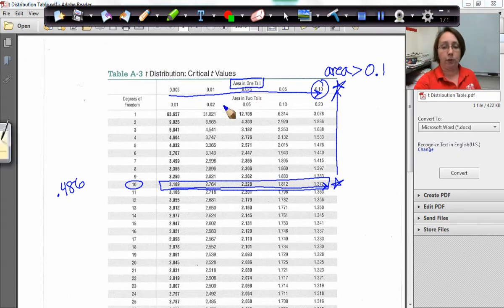If your test statistic had been between two numbers, you would just write that your area is between those two numbers. Ours was beyond any of the numbers, and it caused the area to be even bigger. So that's our area, at least, greater than 0.1.